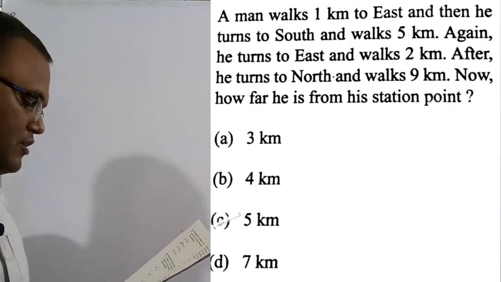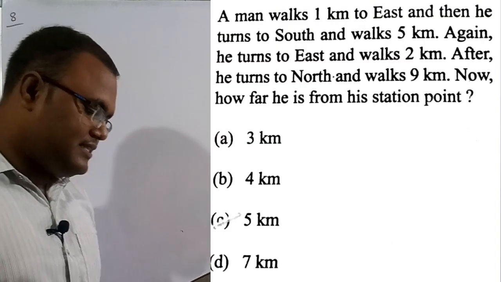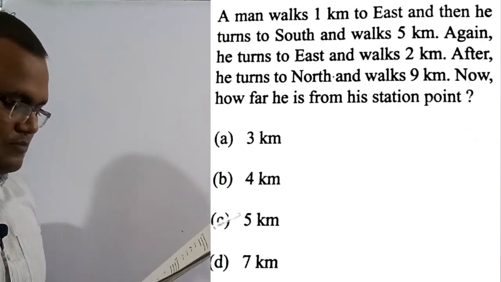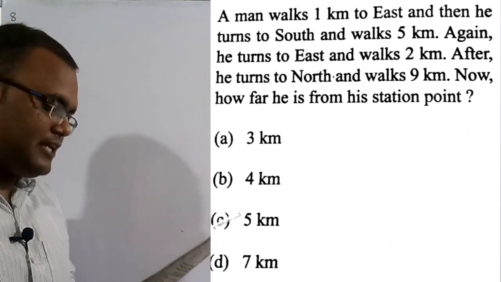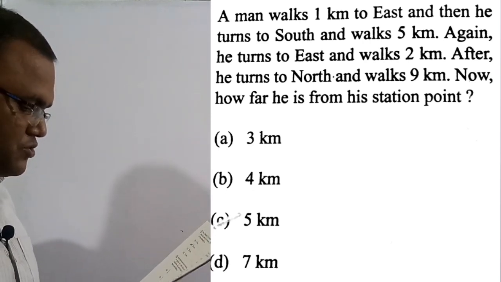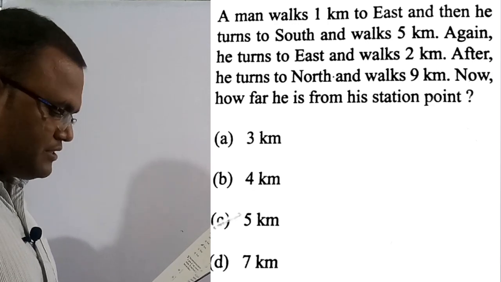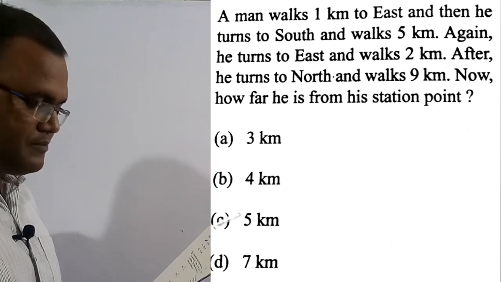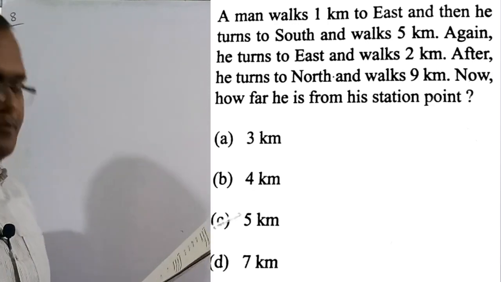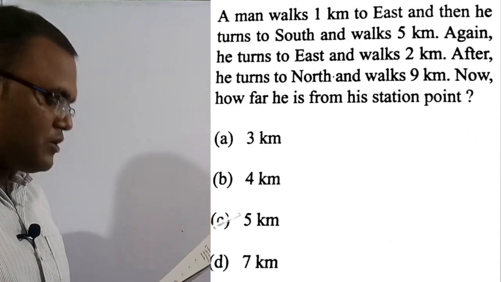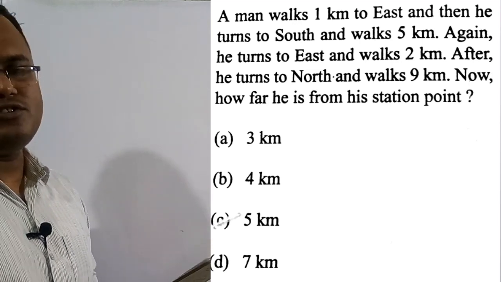So now we are going to solve the 8th question. See the question here. A man walks 1 kilometer to east, and then he turns to south and walks 5 kilometer. Again he turns to east and walks 2 kilometer. After that he turns to north and walks 9 kilometer. Now how far is he from his station point or starting point? Of the 4 options, option C, 5 kilometers, is the correct solution of this question.